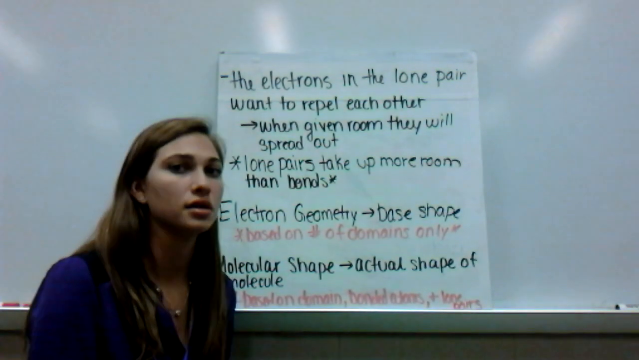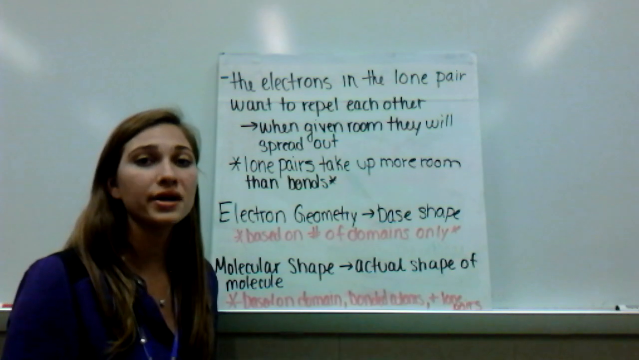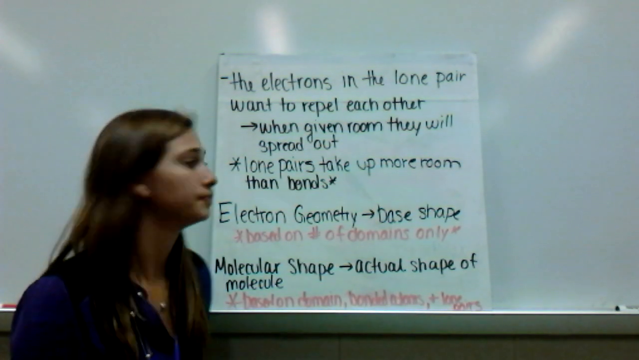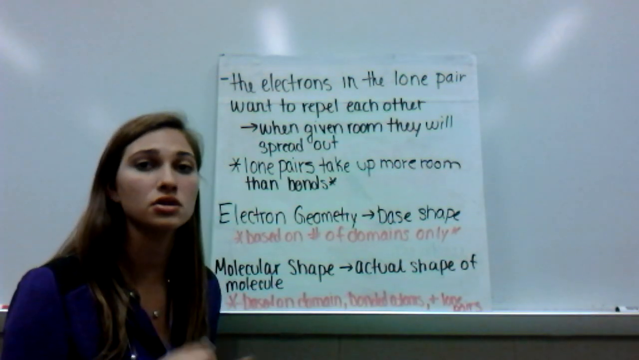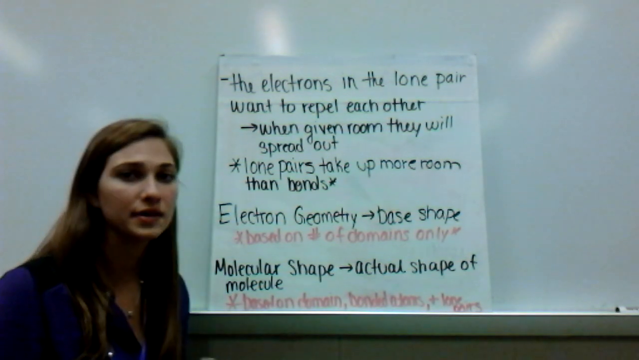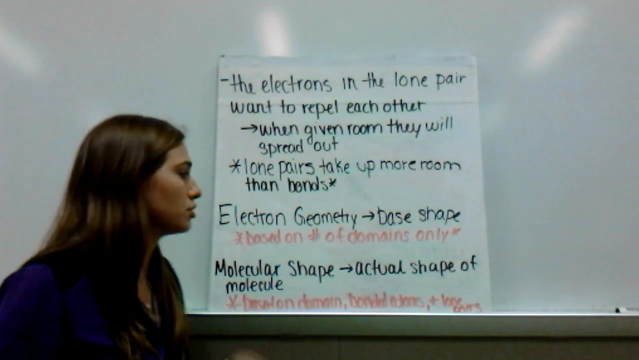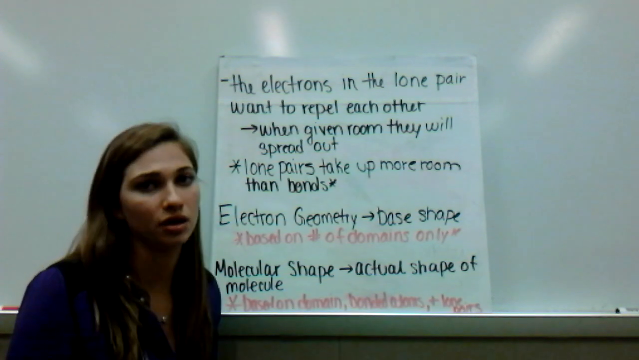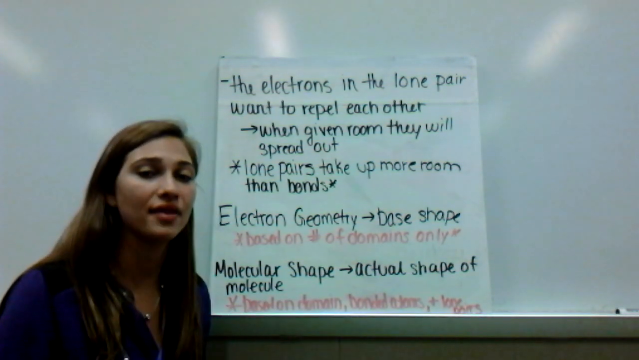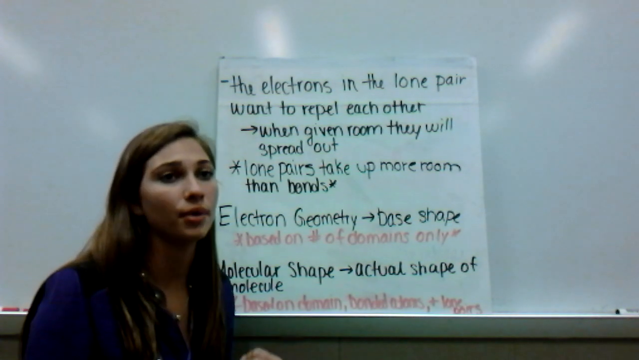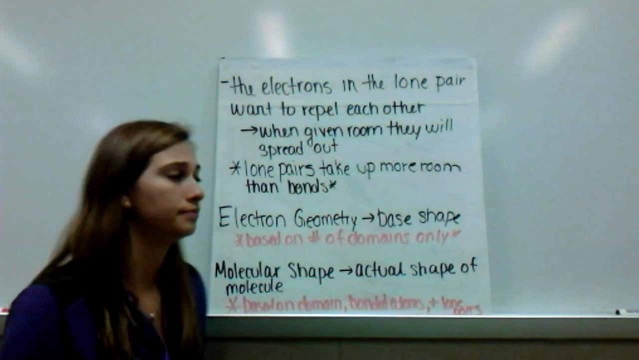Like I just said, the electrons in lone pairs are going to repel each other. That being said, lone pairs take up a lot more room than the bonded atoms do. The lone pairs and the bonded atoms together, with all the repulsion going on, make the shape of the molecule. There are two shapes we have to be concerned with. We have our electron geometry, which is kind of like your base shape, and it's based only on the number of domains in that molecule. Your molecular shape is the actual shape that the molecule takes on, and that's based on the number of domains, the number of lone pairs on your central atom, and the number of bonded atoms to your central atom.